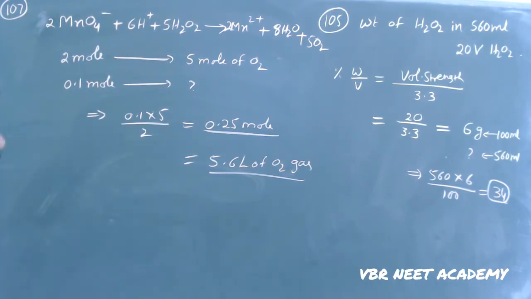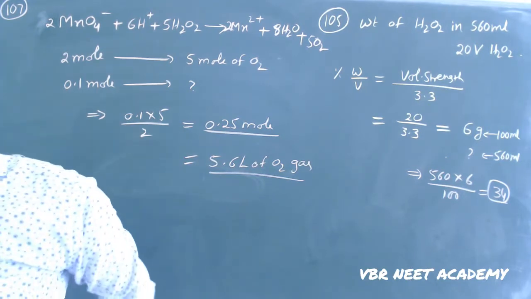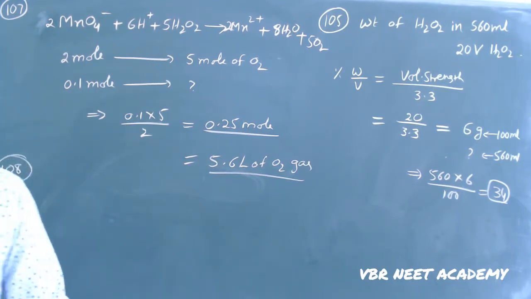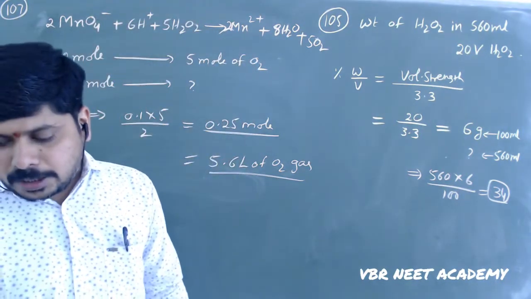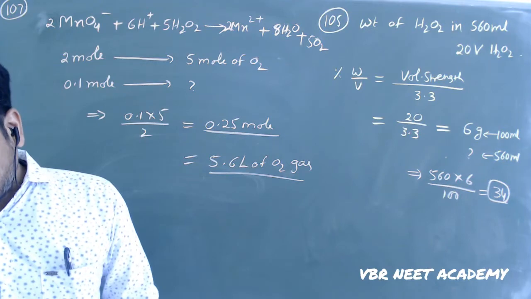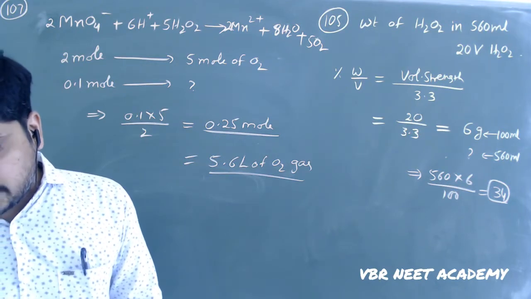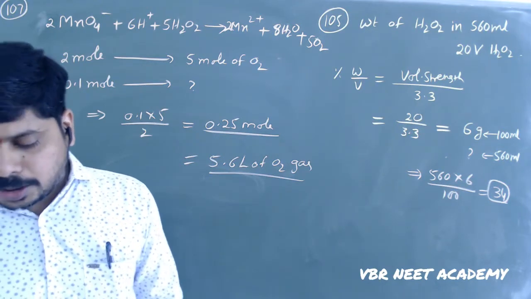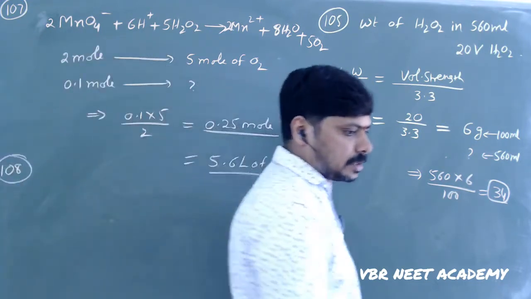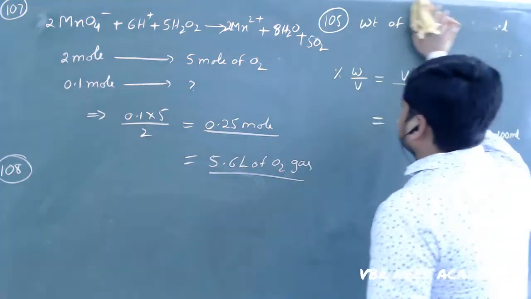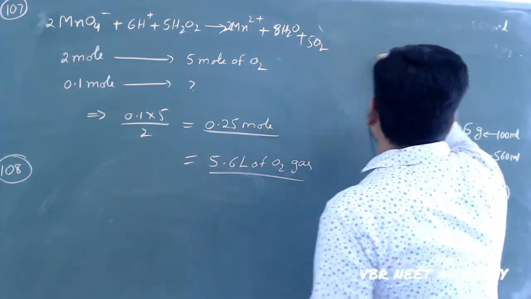And next, the 108th question. What are they asking us? 25 ml of H2O2 solution was added to excess of acidified potassium iodide solution. The iodine so liberated required 20 ml of 0.1 normal Na2S2O3 solution. Calculate the strength in terms of normality and percentage. That's the question they are asking. That is the 108th question.